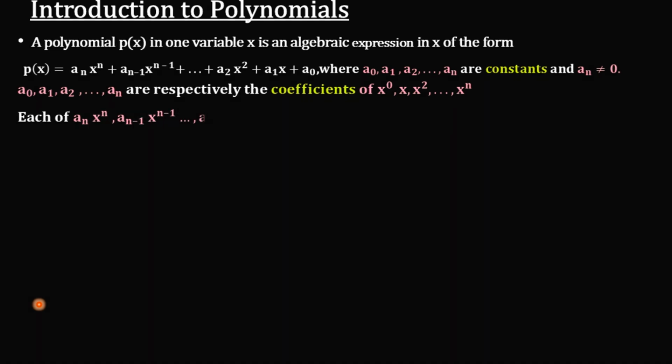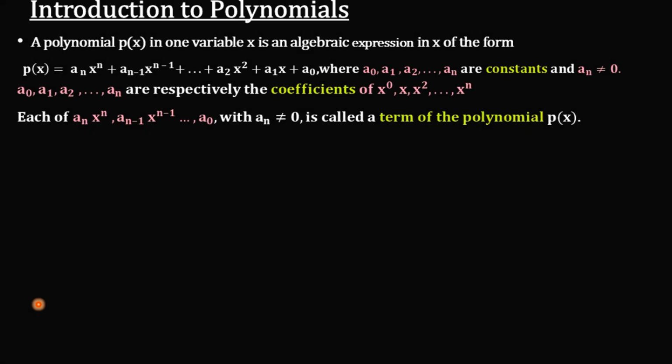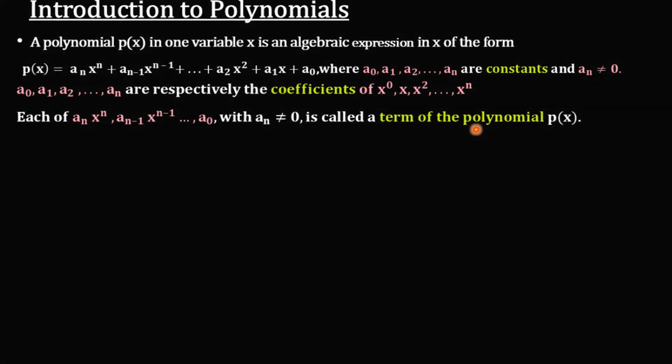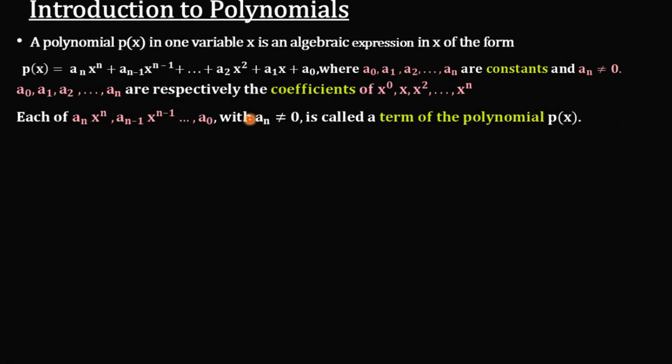Each of a_n x raised to n, a_(n-1) x raised to n minus 1, etc. a_0, with a_n not equal to 0, is called a term of the polynomial p of x. Okay, that is, these are called terms of this polynomial. So what is a polynomial?